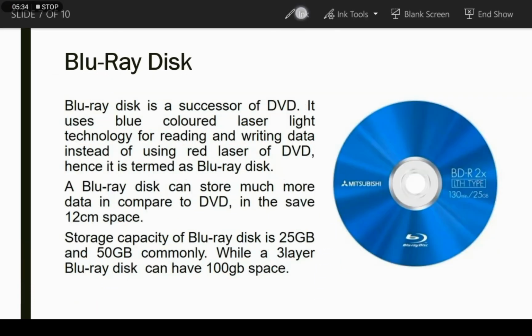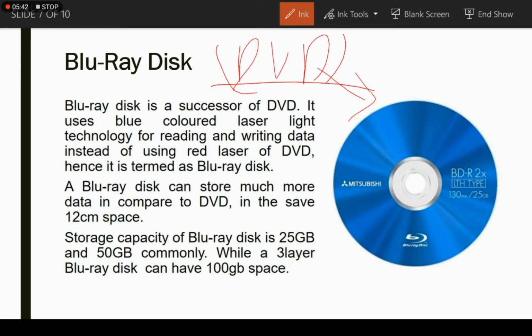Next one is Blu-ray disc. A Blu-ray disc is also a kind of DVD, but as you can see, it is the successor of DVD. It uses blue laser light technology for reading and writing data instead of the red laser of DVD. So it means DVD uses a red laser, but the Blu-ray disc uses a blue laser light. Here it is termed Blu-ray disc.